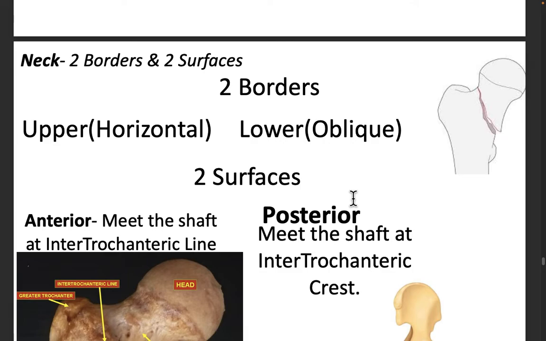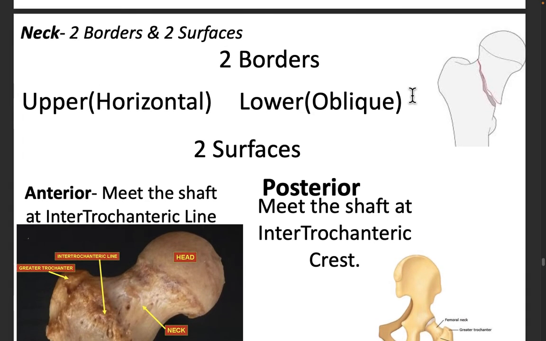First of all, talking about the neck of the femur, here we can see we have two borders and two surfaces. Talking about the borders, the upper border and the lower border. The upper border, we can see, is more or less horizontal. Horizontal means this, like vertical means this. So the upper border means we're talking about the uppermost part of the neck.